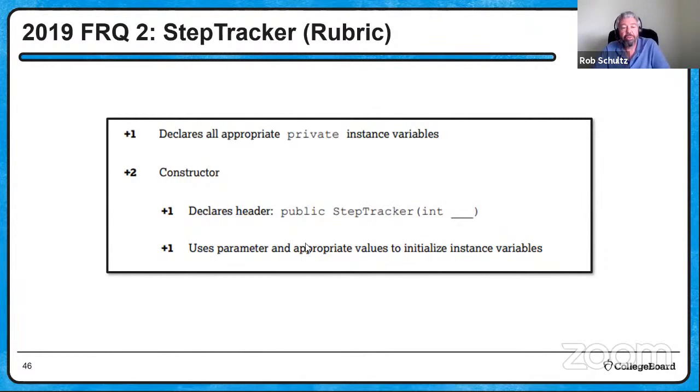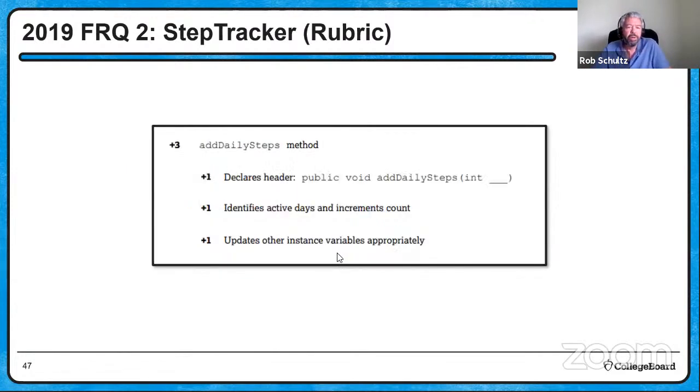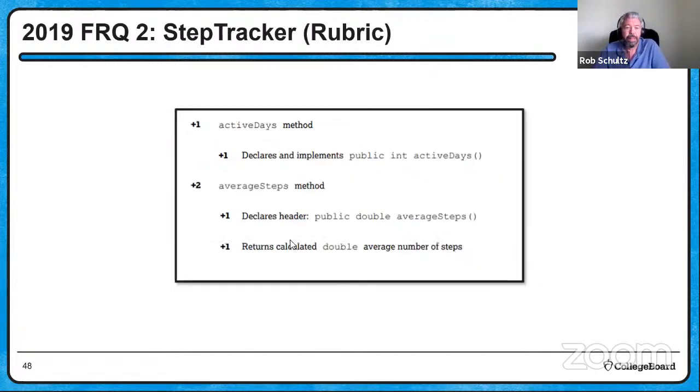Once we define the header for our constructor, we have to use the parameter and appropriate values to initialize all of the instance variables. For the next 3 points, we focus on our addDailySteps method. That was one that was specified has to be there. So we have to have an appropriate header, public void. It doesn't return anything, but we're going to add daily steps. We're going to give it an integer value that represents the number of steps we took that day. We have to identify whether or not it's considered an active day, and we increment a counter. And then we have to update all of our other instance variables appropriately.